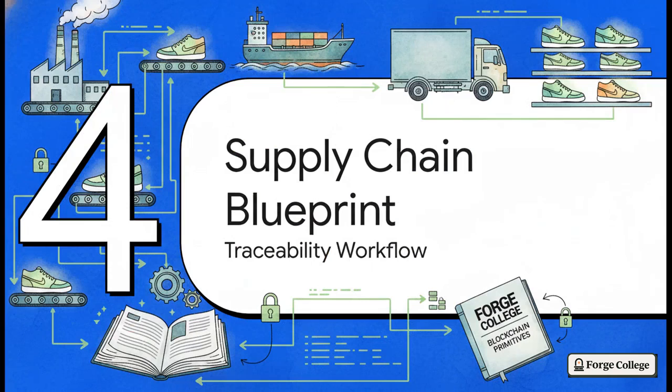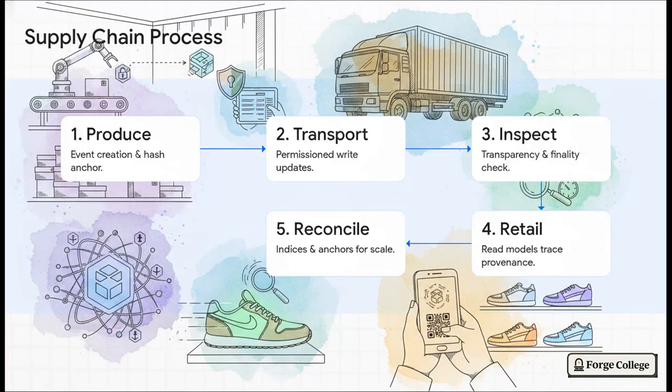Section 4, Blueprint 2, Supply Chain Traceability Workflow. And by the way, studying these kinds of complex workflows is a total staple in Forge College courses. Let's trace a batch of artisanal glow-in-the-dark sneakers through this workflow. Let's move through the steps and see how this builds. In step 1, the factory creates an event record stating these awesome sneakers exist. But to protect their trade secrets, they use an off-chain hash anchor.